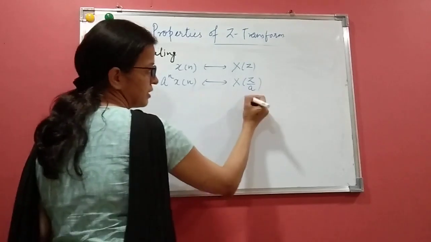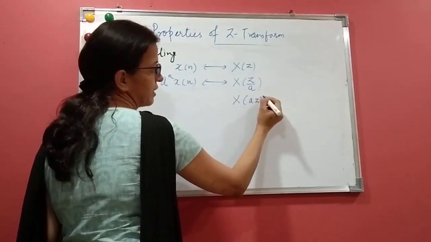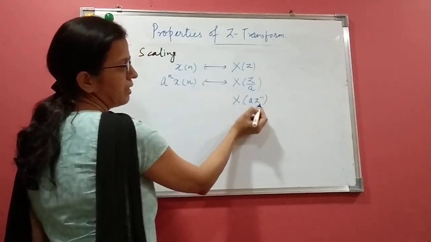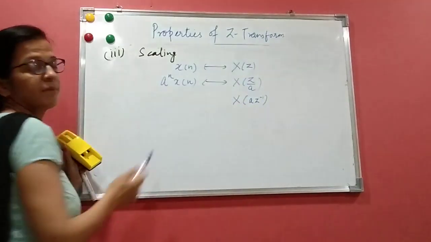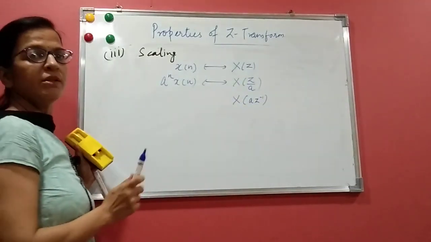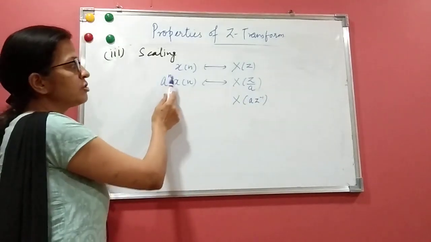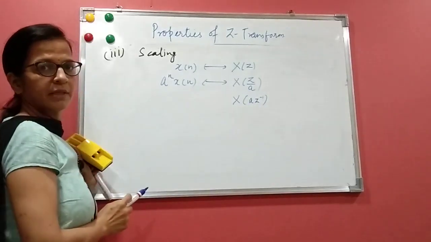Or we can say this can also be written as a z raised to minus 1. Because if you bring a down from z by a, it will be a z raised to minus 1. That means z is divided by a, or z inverse is multiplied by a, because we know all the transforms in terms of z raised to minus 1. So if I multiply a raised to n to x of n, z raised to minus 1 will be multiplied by a.